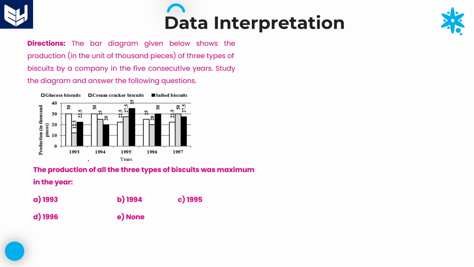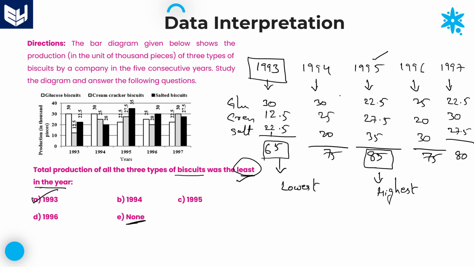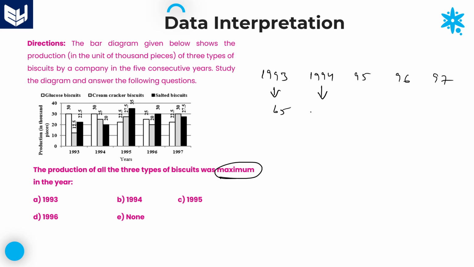Next one. The total production of all three types of biscuits was maximum. As in the previous problem, we just calculated 1993, 94, 95, 96, 97. 93 total is 65, 94 total is 75, then 85, 75, 80. See, this is 75, this is 85. I am just writing the total values.